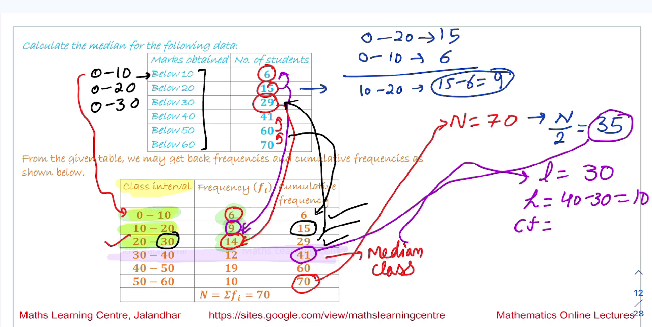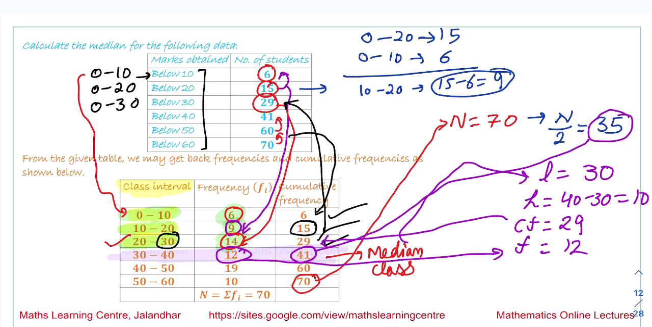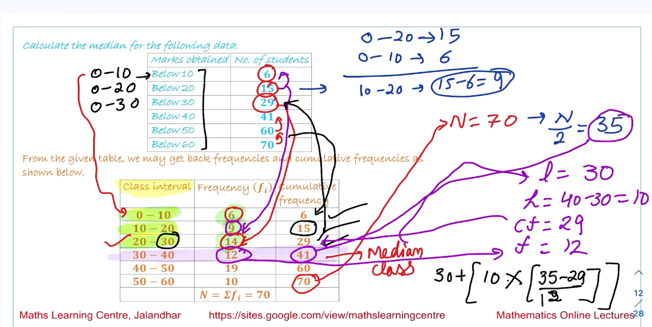The value of CF, the cumulative frequency of the class preceding the median class, is 29, and the frequency f for the median class is 12. Now if we substitute these values in the formula, we will have 30 plus, bracket, then 10 into, the next values we have, n by 2, that is 35 minus CF over f.